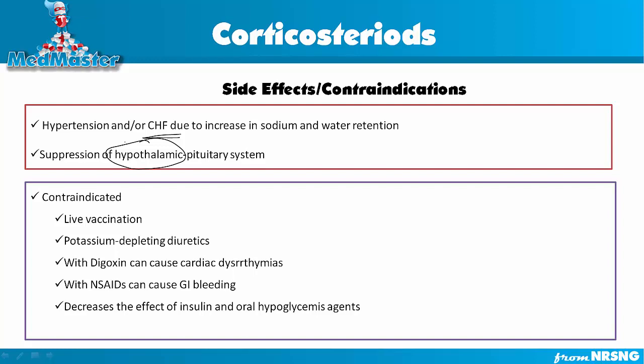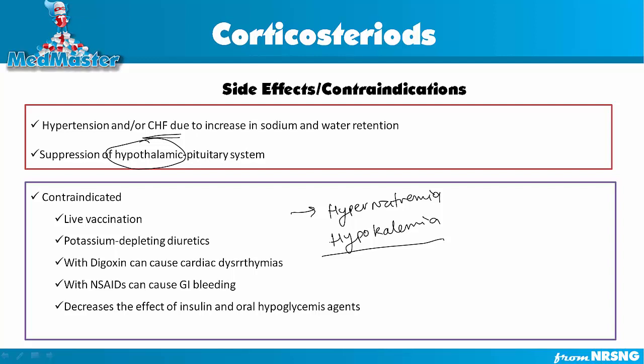Potassium depleting diuretics, because this medication is also responsible for hypokalemia. So one of the side effects we all know is that it causes hypernatremia, which is high sodium, and it causes hypokalemia. Sorry, I forgot to mention them in the side effects. One of the side effects is hypokalemia as well. So you do not want to give this medication with potassium depleting diuretics, because it will cause even more hypokalemia.